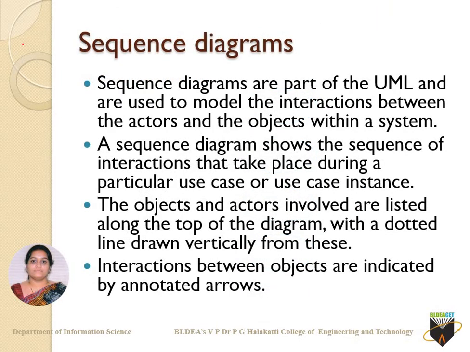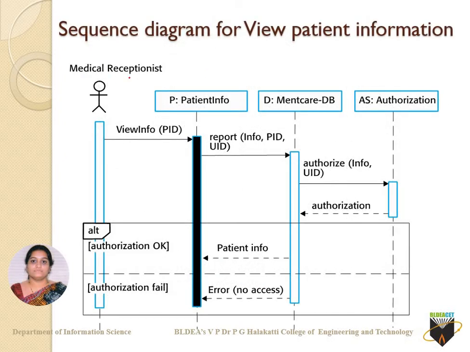So that is one of the very important aspects of why UML is being studied. UML, because this is a design section, and immediately after the design you are going across with an implementation. That's why these diagrams are very important there. The objects and the actors involved are listed along the top of the diagram, with a dotted line drawn vertically from each. I'll explain it with an example that will be easier for you. Interactions between the objects are indicated by annotated arrows. Here you can just see what a sequence diagram is now.